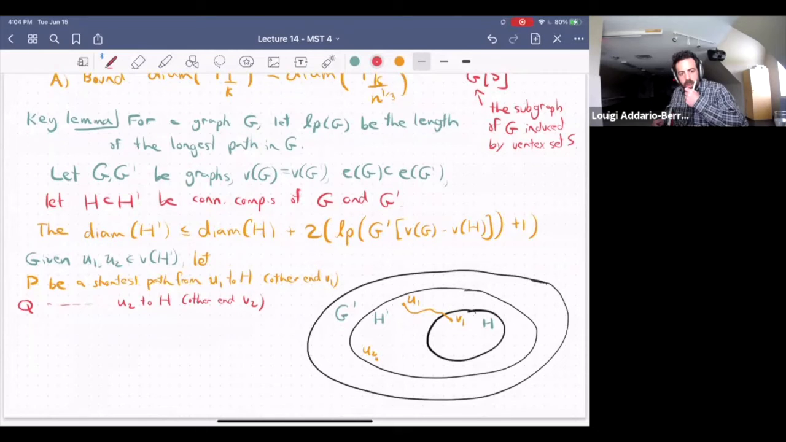There's a question: is L the longest simple path? Yes, the longest simple path. You're not allowed to just go around and around a cycle. Right, so here's the path. This is P and this is Q. And then I'll let R be a shortest path from V1 to V2 in H. So here's R.